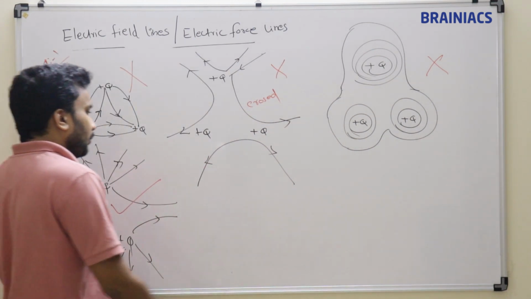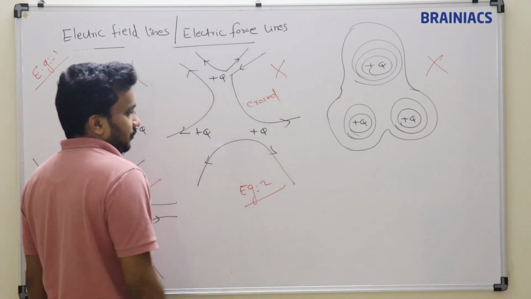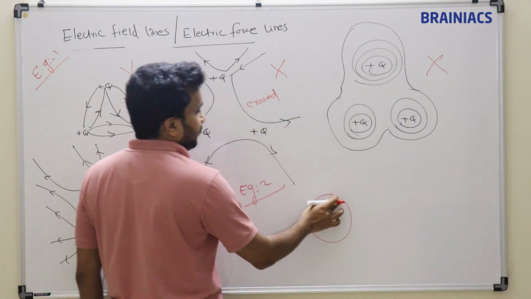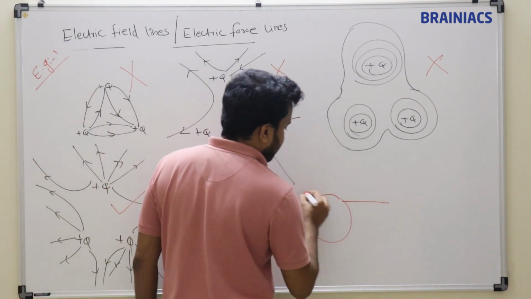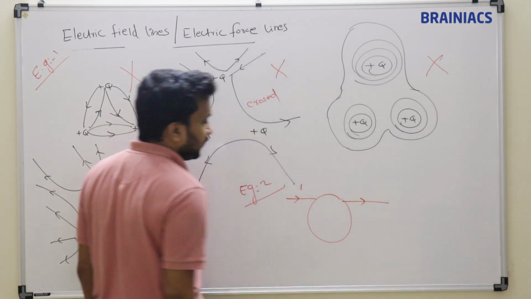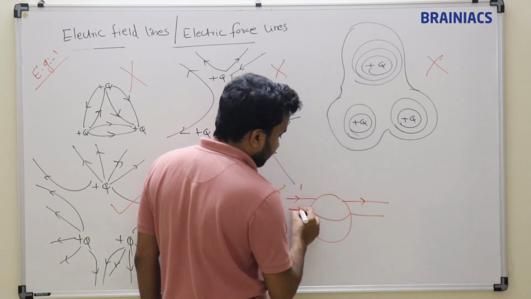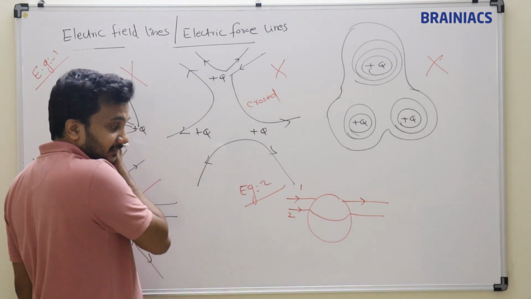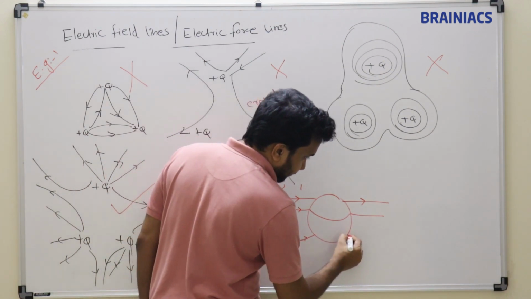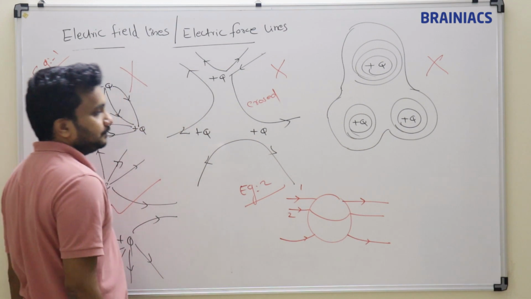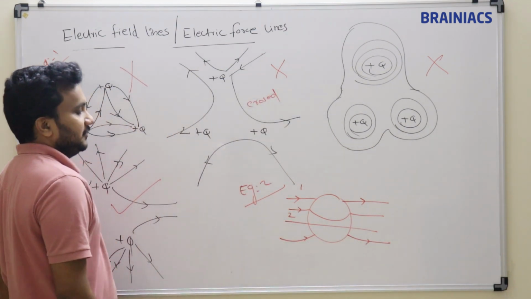Okay, let me go to the next example, example number 2. I will draw 4 field lines. You have to say which one is correct. This is my first field line like this, and this is my second field line like this. Number 2 is like this, and I have my third field line like this, and my 4th field line is also like this.